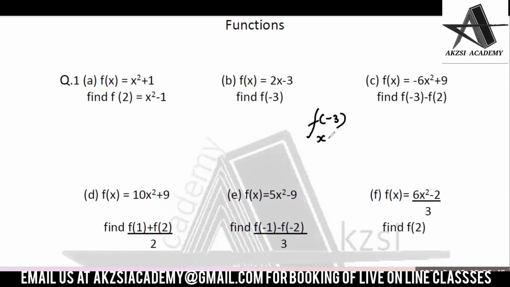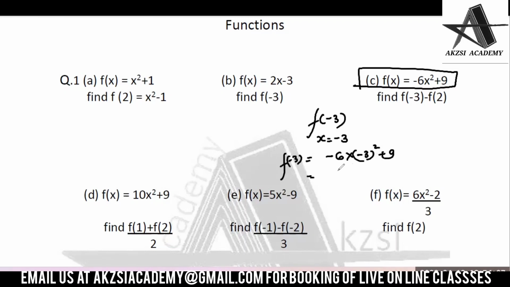It means I need to put x equals negative 3 in this given equation. In this given equation, f(x) is equal to negative x squared plus 9. So in place of x, I need to put negative 3. So this will become negative 6 times negative 3 whole squared plus 9. That is the value of f(negative 3). So negative 3 whole squared is 9. 9 times negative 6 is negative 54, plus 9, which will give you negative 45.